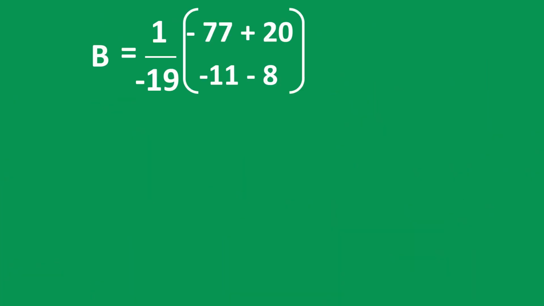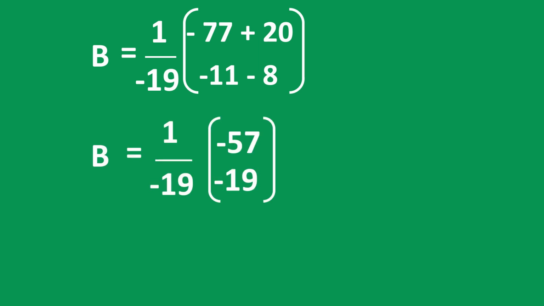So let's simplify this. We have b is equal to 1 over minus 19 into minus 77 plus 20, and then minus 11 minus 8. If we simplify what we have on top, minus 77 plus 20, we'll have minus 57. And then minus 11 minus 8, we have minus 19. So let's just do some quick calculations.